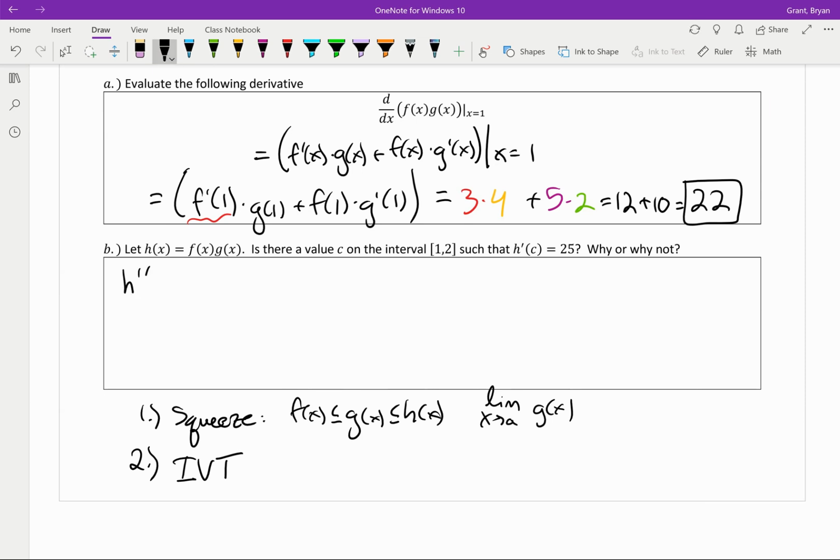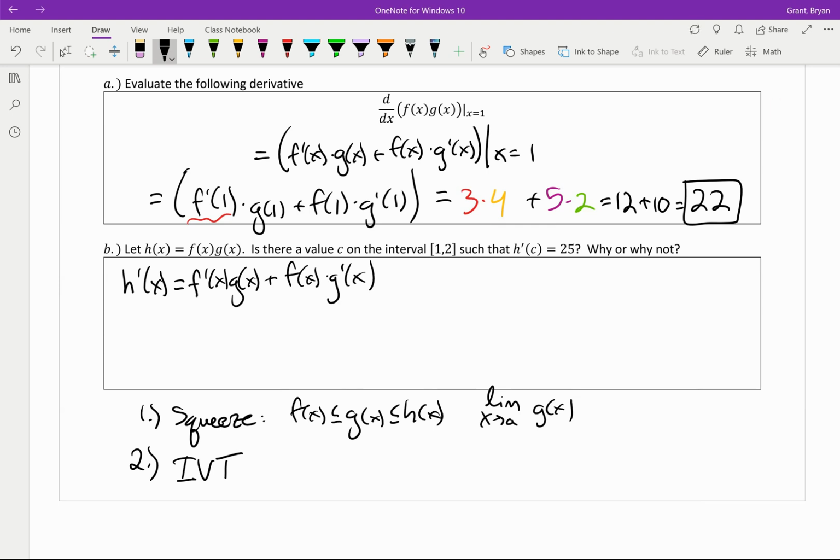Well, the nice part is h prime of x is of course going to be the derivative of the right side. If we do the derivative of the left, you do the derivative of the right, typical algebra. And we already found that derivative using the product rule up above. So h prime of x is going to be f prime of x g of x plus f of x times g prime of x.